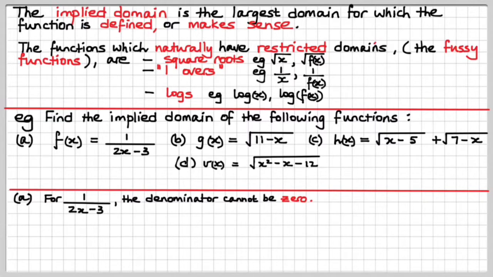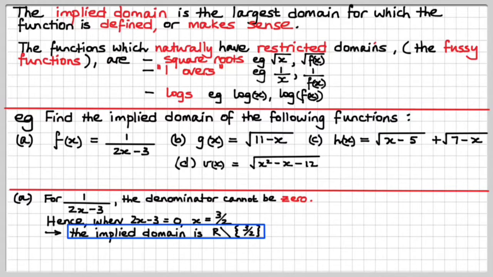We've got this one. Now we know that the denominator can't be 0, so basically just solve the denominator for 0 and exclude that result from our domain. So we're saying here that if 2x minus 3 was equal to 0, then x would be 3 over 2. So we've got an implied domain, or the maximum domain that makes sense for this function, of everything except where x equals 3 over 2. You get that, don't you? It's very simple. Just follow the rules for the fuzzy functions, yeah?